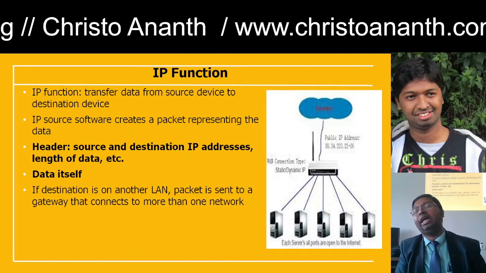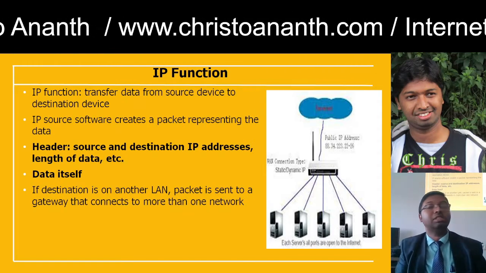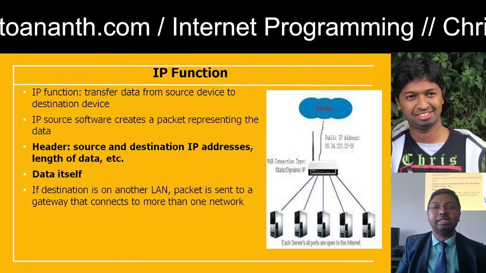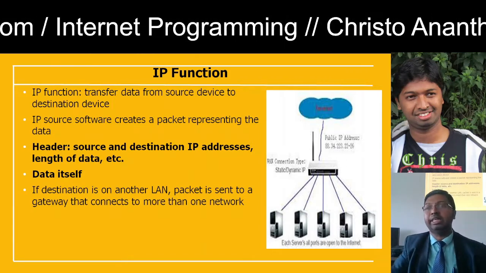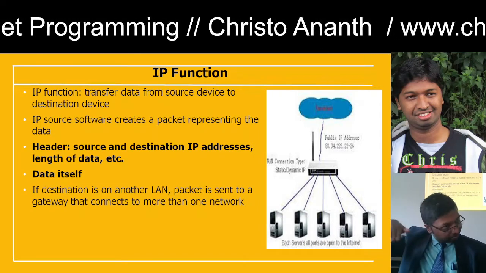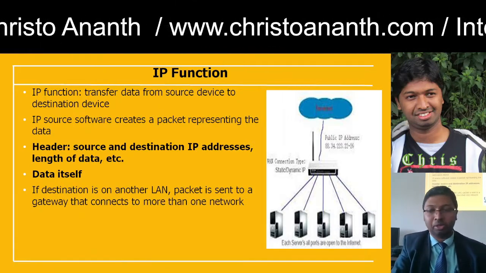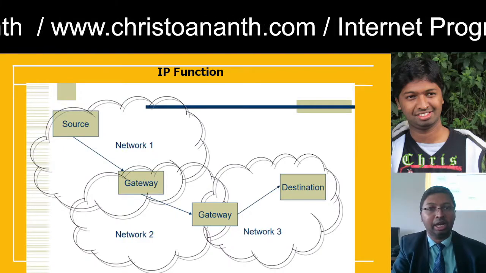So we have the header, the source, as well as the destination IP address. And we have the length of the data, how much data you have to specify. For example, if the destination is another LAN, the packet is sent across the gateway, maybe like a bridge, that connects more than one network. So this is how it goes with the IP function.